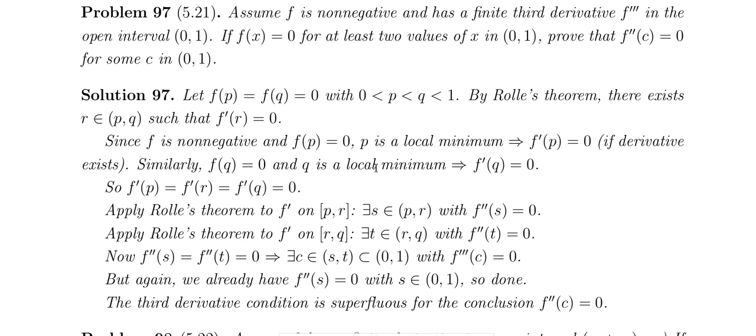Let f be non-negative and have a finite third derivative f triple dash in the open interval. If f of x equal to 0 for at least two values of x in 0 comma 1, then the second derivative must be equal to 0 at some point.